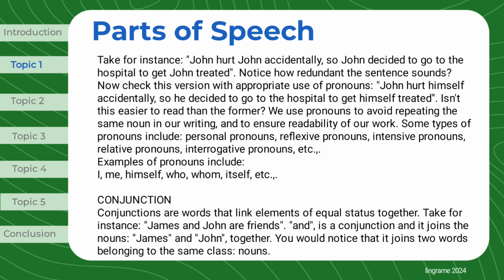Conjunction. Conjunctions are words that link elements of equal status together. Take for instance, James and John are friends. And is a conjunction and it joins the nouns, James and John, together. You would notice that it joins two words belonging to the same class, nouns.